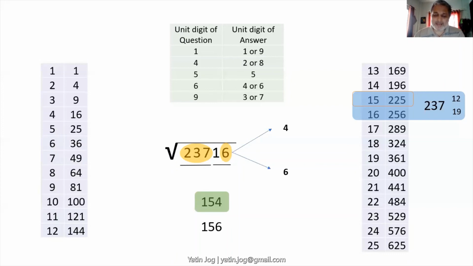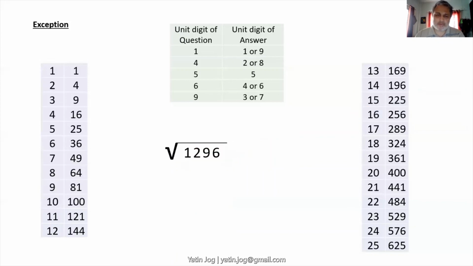Now there are some exceptions for this method. Almost 98%, 99% of numbers, in 98 to 99% of cases, you will find the square root using this method. But there are a few exceptions, and one of the exceptions I'll explain. Suppose you consider the number 1296. So there are few exceptions where this method is not applicable, very few exceptions.